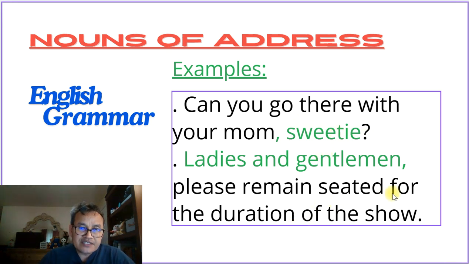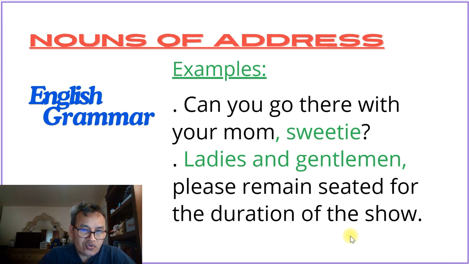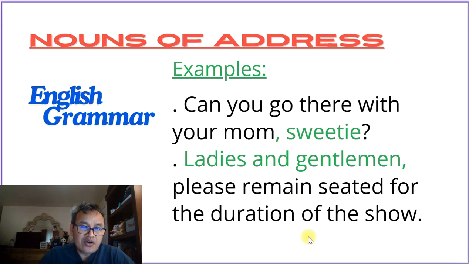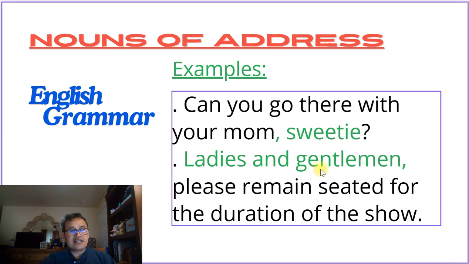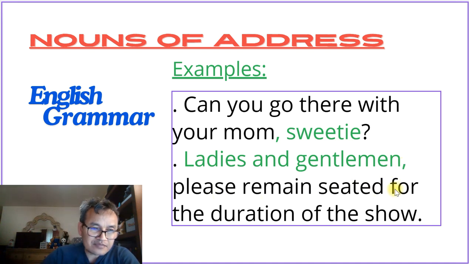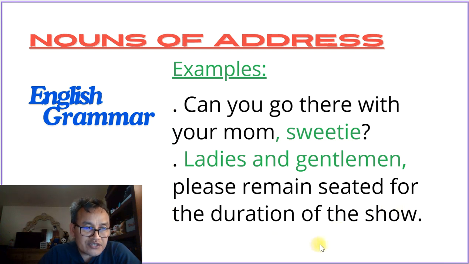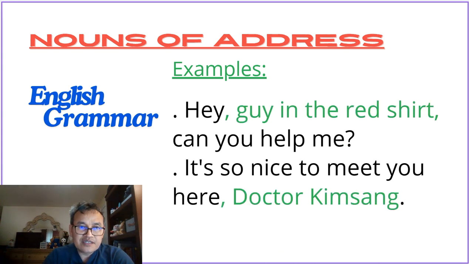Okay, please remain seated for the duration of the show. Okay, ladies and gentlemen, please remain seated for the duration of the show. So ladies and gentlemen here is a noun of address that we put at the beginning of the sentence, in the initial position. So we have to use a comma before we continue our sentence. Okay, ladies and gentlemen, please remain seated for the duration of the show. All right.